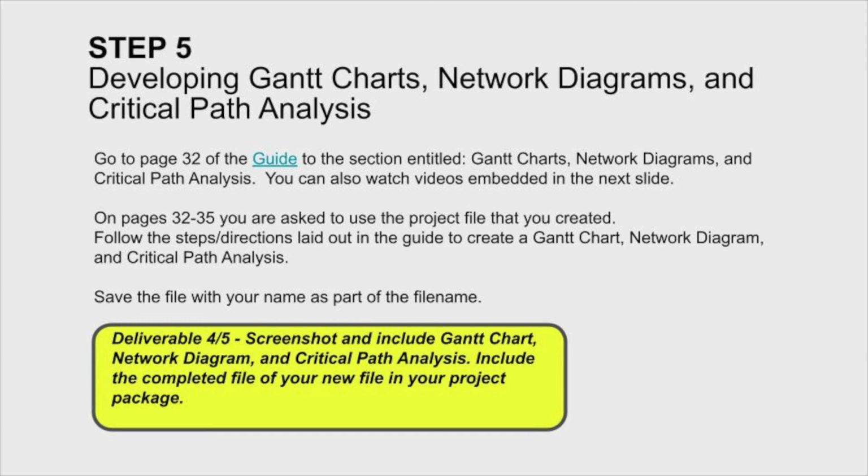So Deliverable 4 is a screenshot that includes the Gantt chart, network diagram, and critical path analysis. Include the completed file of your new file in your project package. So that is step 5.